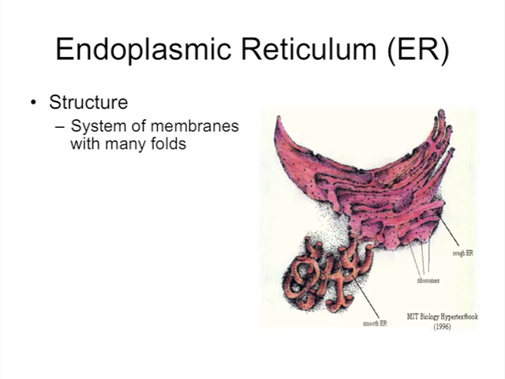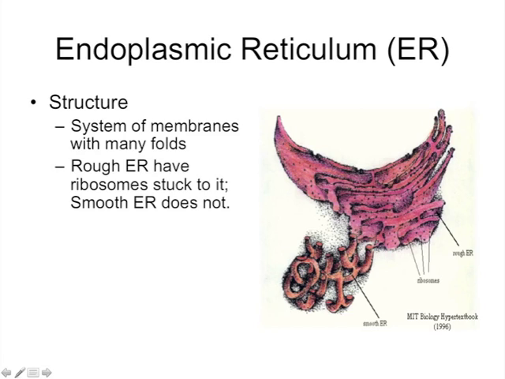Its structure is going to be a system of membranes with many folds. So it's like a membrane that's been folded up and stacked on top of itself over and over and over again. So it's going to be kind of the main structure of the endoplasmic reticulum, or the ER, by the way. You don't ever have to say endoplasmic reticulum. If I ask you a question and the answer to it's endoplasmic reticulum, you can put ER and that'll be just fine. All right?